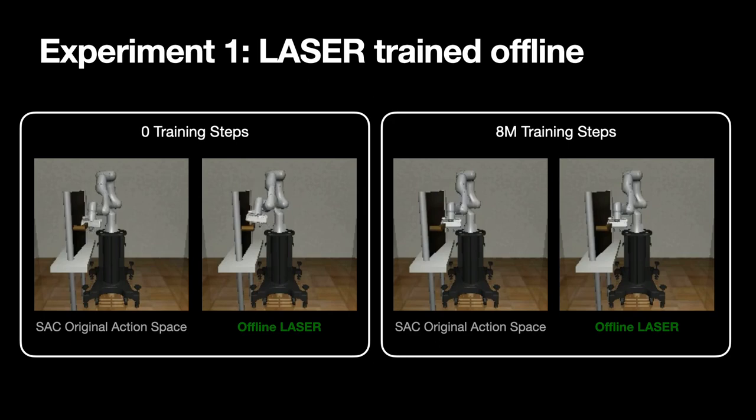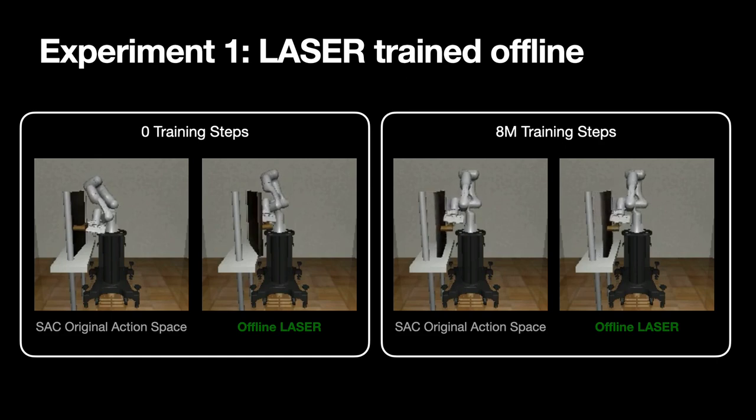Zero shot, the robot with offline LASER is able to open a door almost as fluidly as SAC trained on the joint space, and door opening is even smoother when we train SAC on the LASER action space. On the other hand, the untrained baseline cannot open the door.